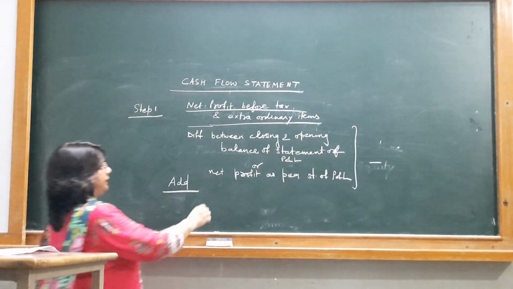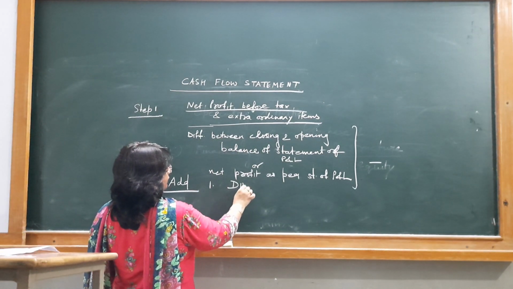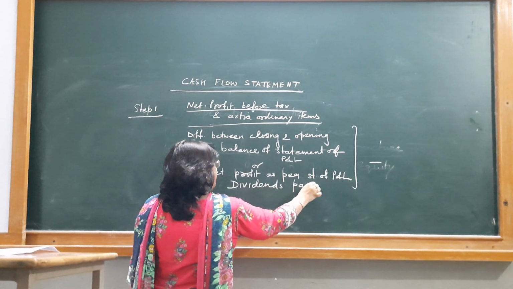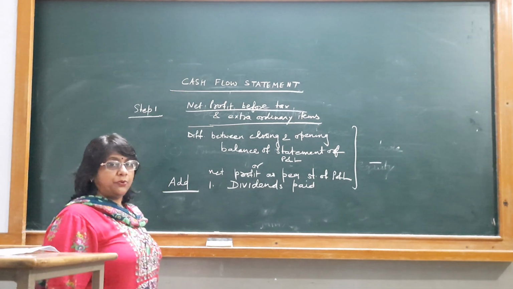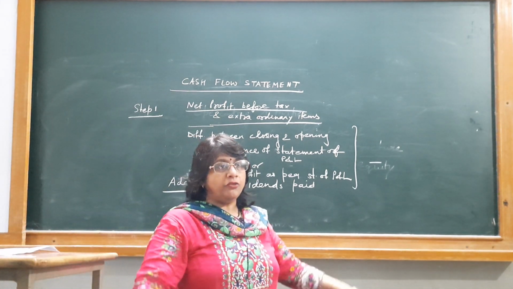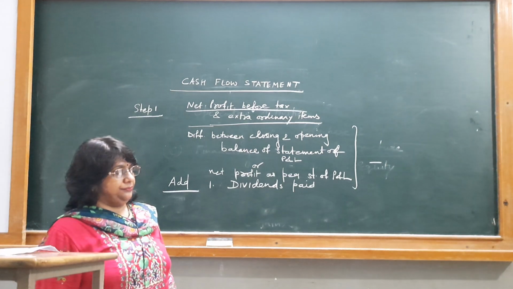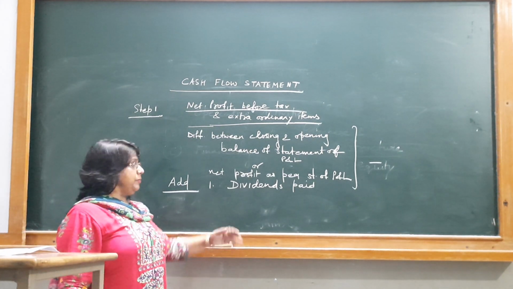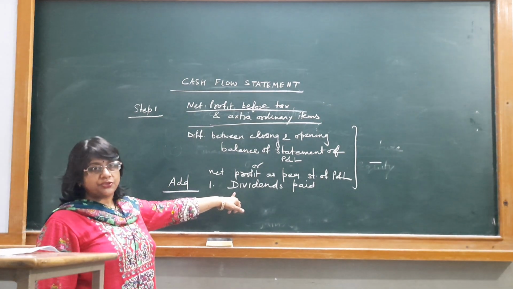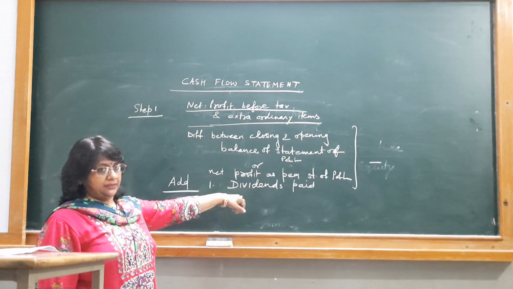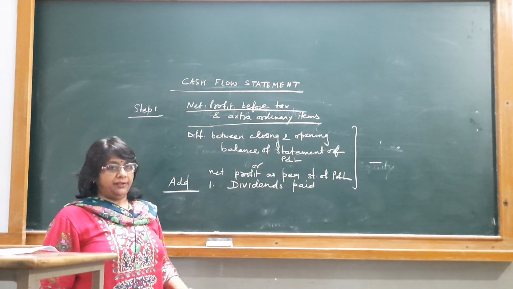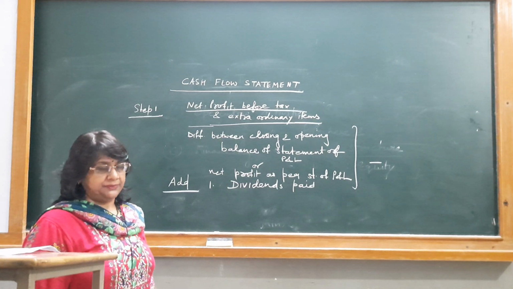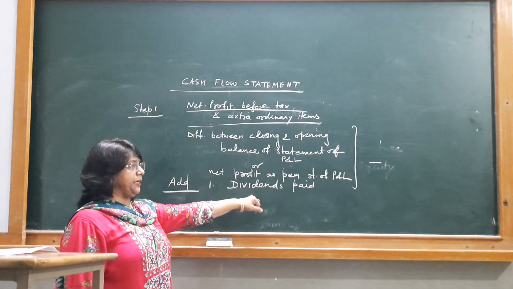After that, you have to add different items into it. First item to be added here is dividends paid. Students, please take care, the proposed dividend of the previous year may be the dividend paid in the current year. Here we don't need to take proposed dividend anywhere. In the cash flow statement, by proposed dividend, cash is not flowing anywhere. We have to take dividend paid in the current year.